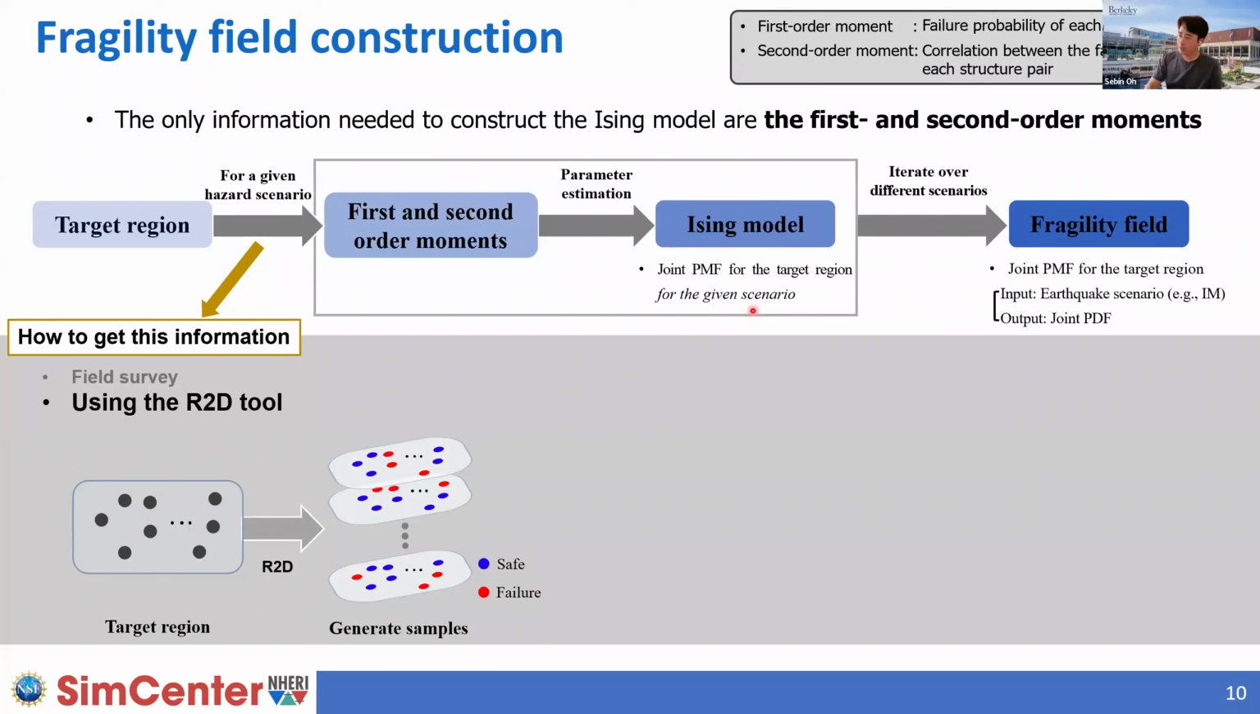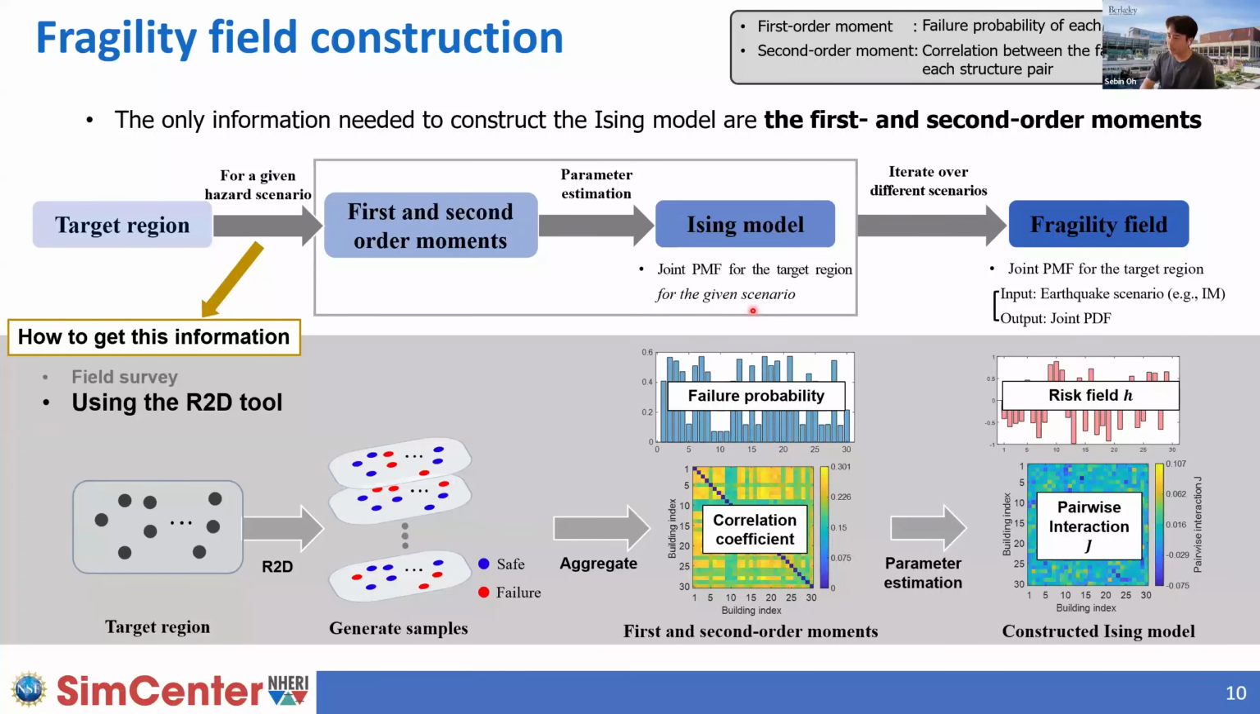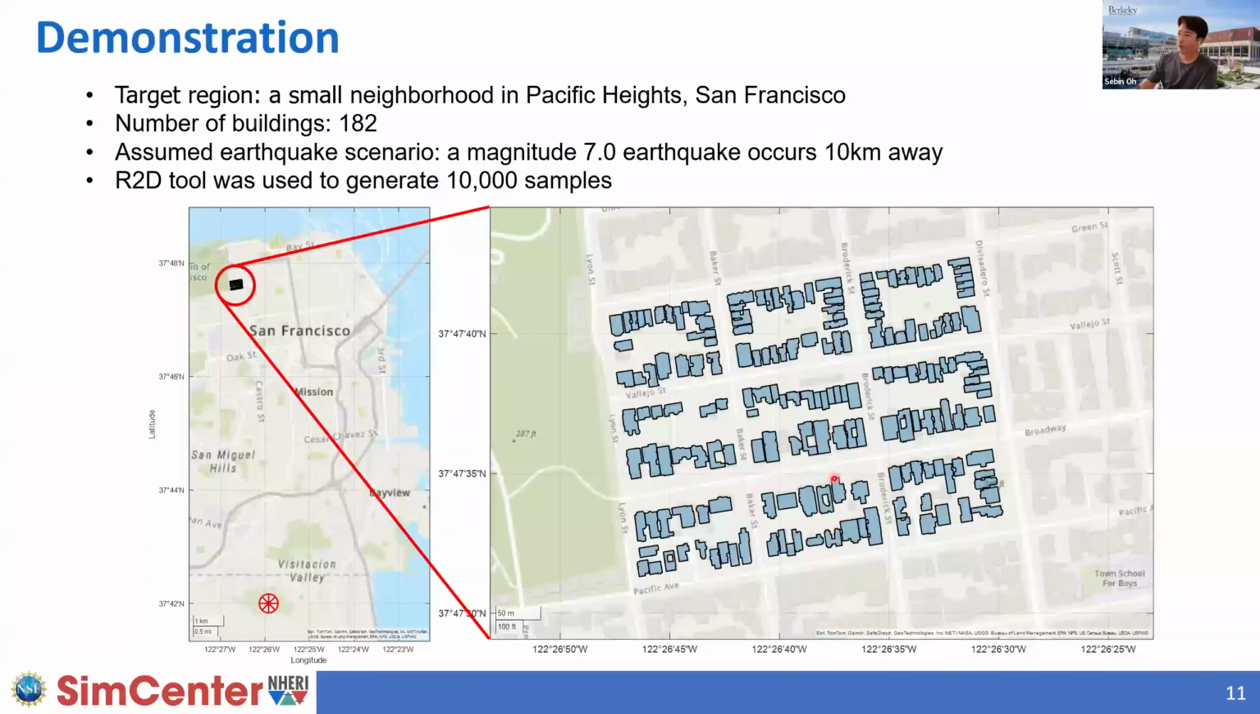And then you can just compute the first and second order moments from the generated samples. And finally, you can construct the Ising model like this by estimating the parameters from these two pieces of information. Let me show how it really works.